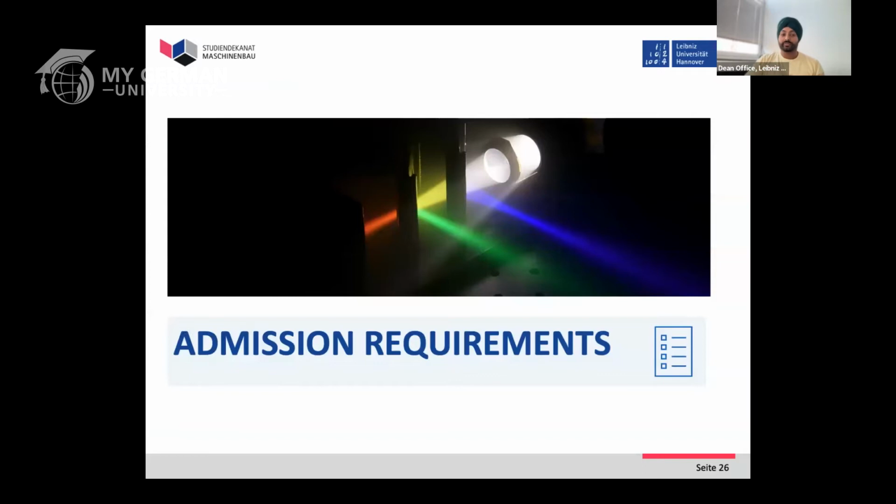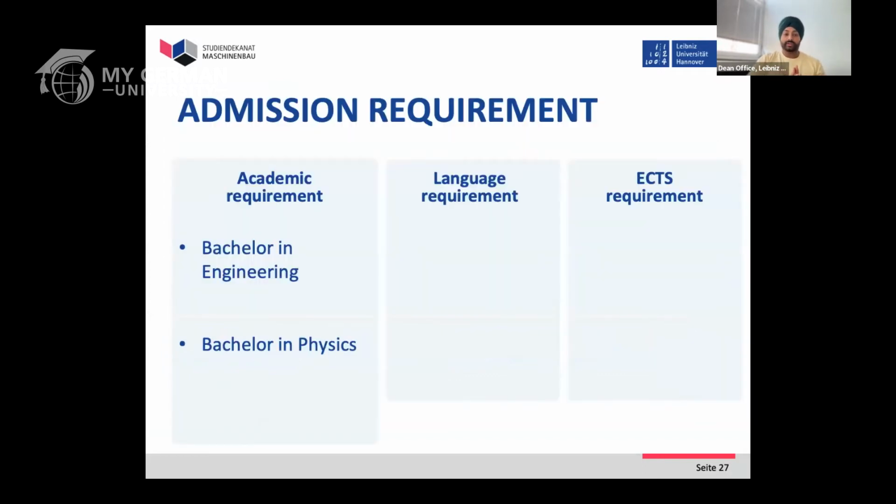So now moving to the main part, admission requirements. Basically we divide it into 3 categories. Our academic requirement is that you should have a bachelor in engineering or a bachelor in physics. That's a very general requirement that we have.